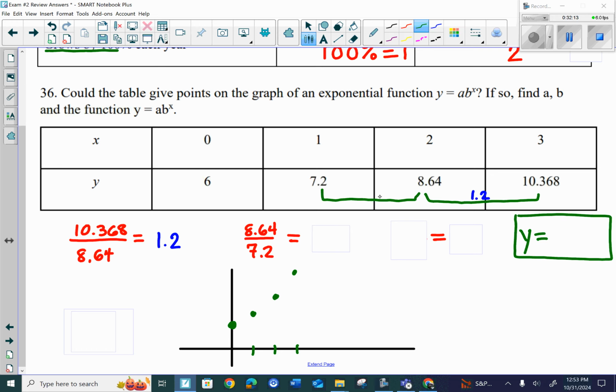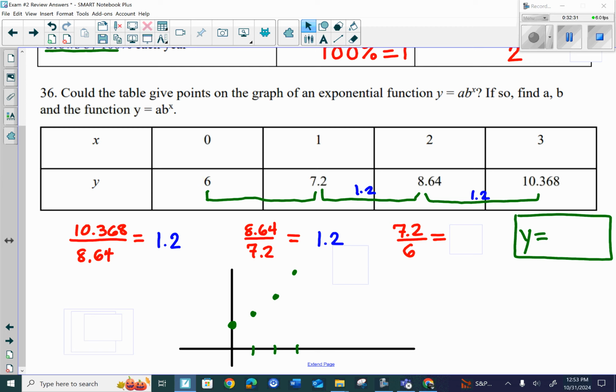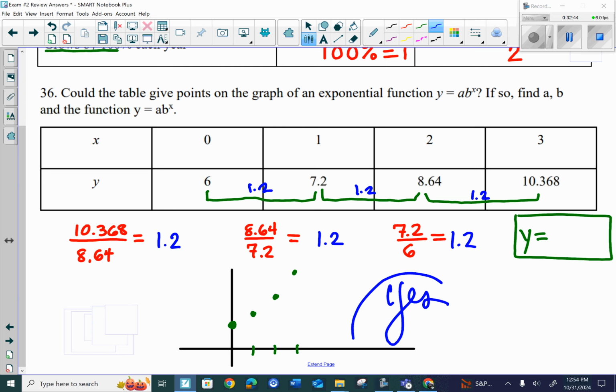8.64 divided by 7.2, and lo and behold, we get 1.2. So it's looking good, but it could still screw up for the last one, so you better do that. There are only 3 calculations to make, and it's easy. So 7.2 divided by 6, and that would be, you guessed it, 1.2. So yes, this is an exponential function, because all of those ratios are the same.